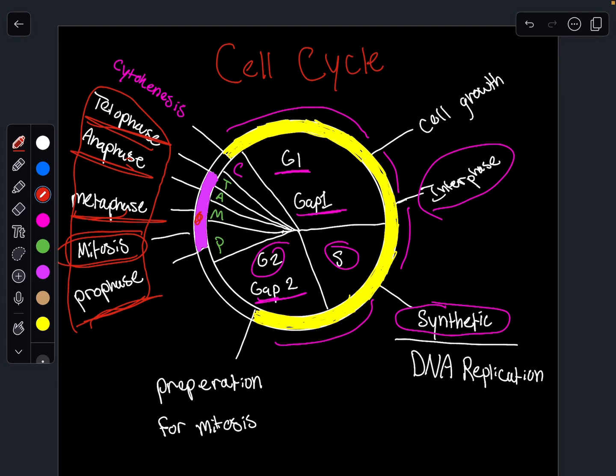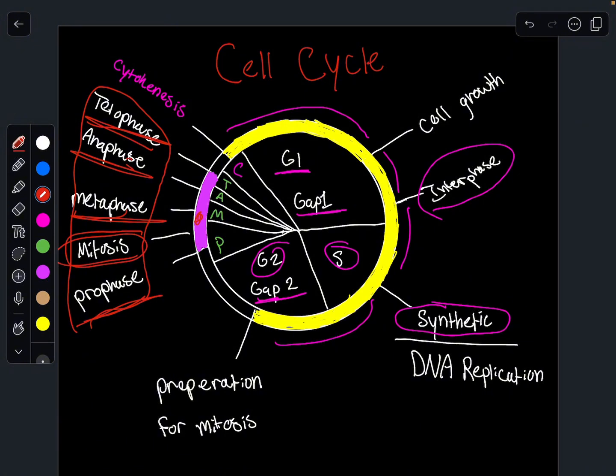Then the third phase would be the anaphase, which is the third stage in cell division, and where the sister chromatids are pulled apart and moved to opposite poles of the cell. And then telophase would be the final stage of cell division and mitosis, and where two nuclei form around the separated sets of chromosomes at opposite ends of the cell.